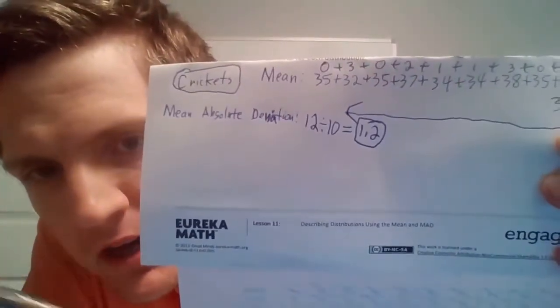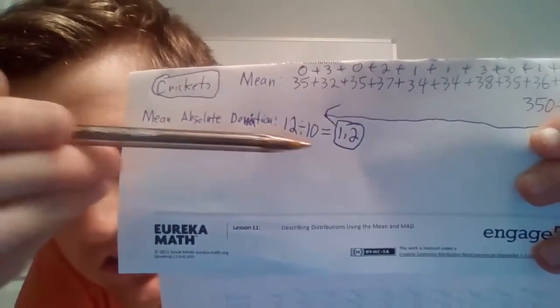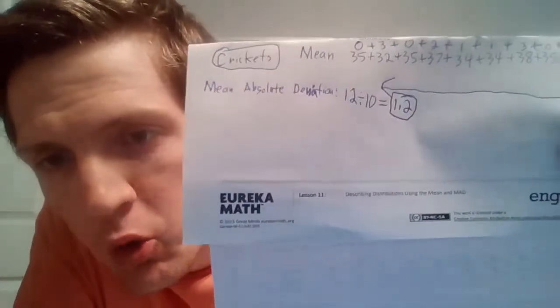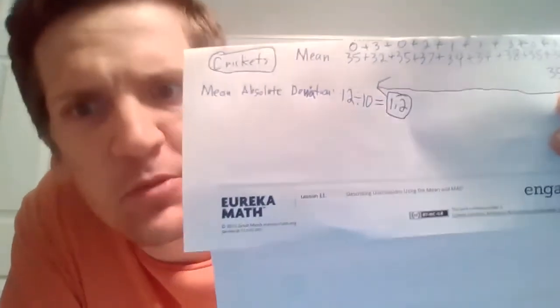And I'm going to do it by going 12 divided by 10. That should give me a mean absolute deviation of 1.2. So once I calculate it, my mean absolute deviation for the crickets is 1.2. That means on average, the numbers in that list are 1.2 away from the mean of 35. So that seems pretty good.